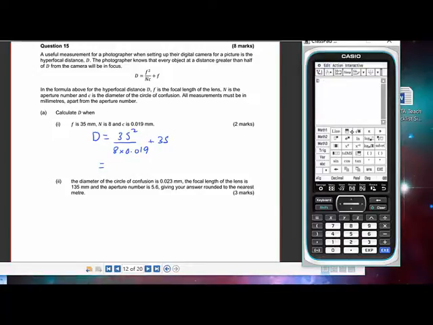So use the fraction template, and then we've got 35 squared over 8 multiplied by 0.019, and then we've just got 35 there. Just got to be careful, always check what you put into the calculator. Plus 35 and execute, and that gives us 8094 to the nearest whole number.